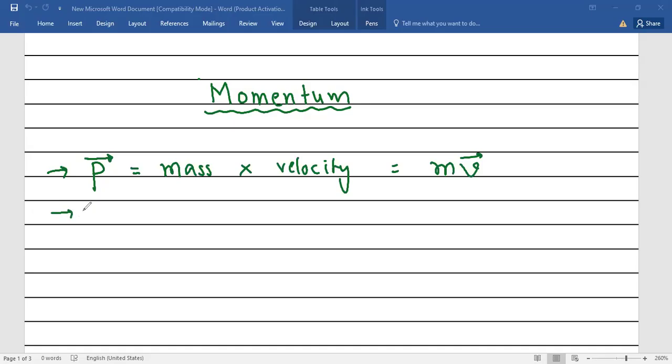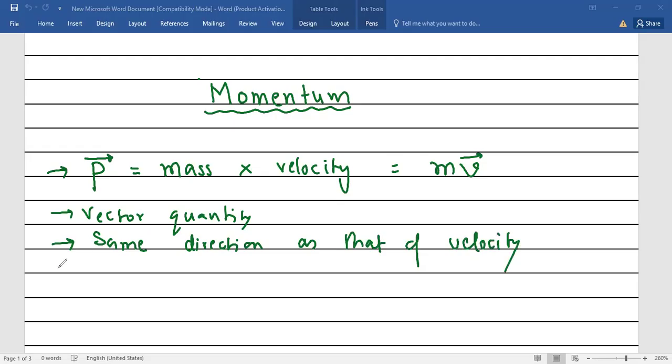As we have seen, it is a vector quantity. What is the direction of this momentum? Can you tell me? Same direction of velocity. Yes. So it will have same direction as that of the velocity.